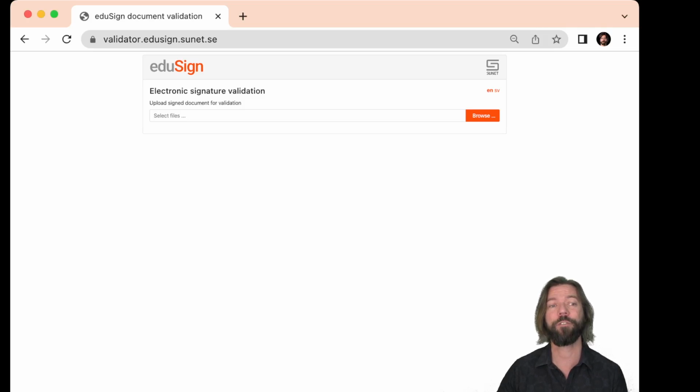This is the graphical interface you see when you go to validator.edusign.sunet.se. And this is a public service, so it's not restricted behind a login. Anyone and everyone can access it as it is.